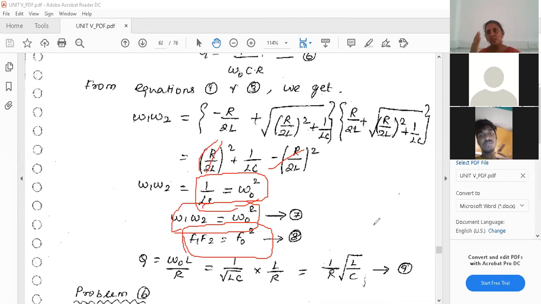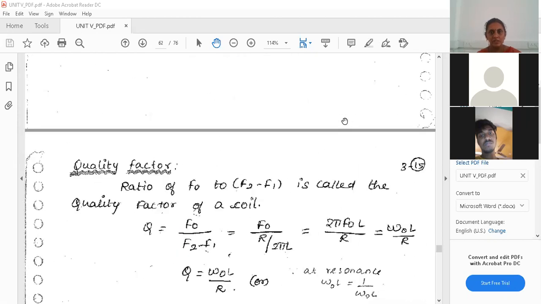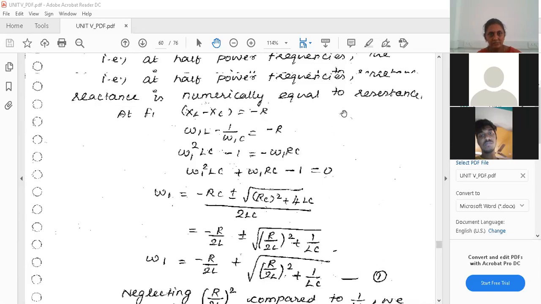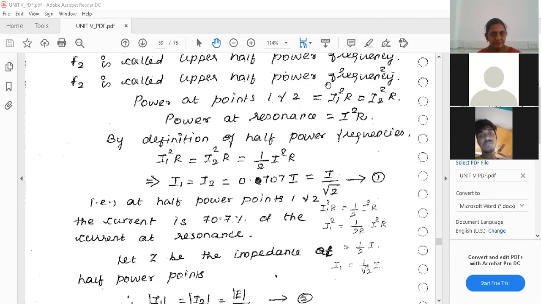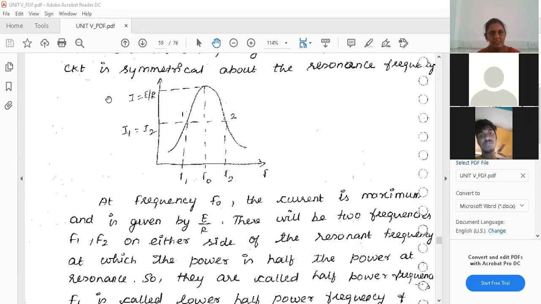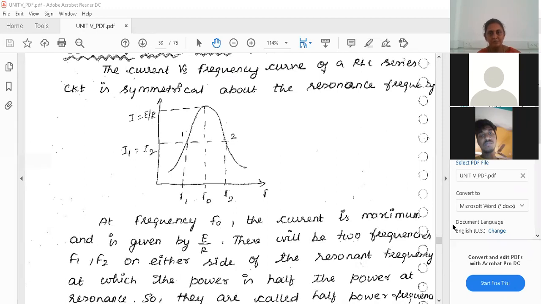Definitely you have to put the first diagram. What is the first diagram? The current and frequency diagram, right? This is the current and frequency diagram. The initial one. This is the current versus frequency curve. Okay, this is very, very important for series resonance.